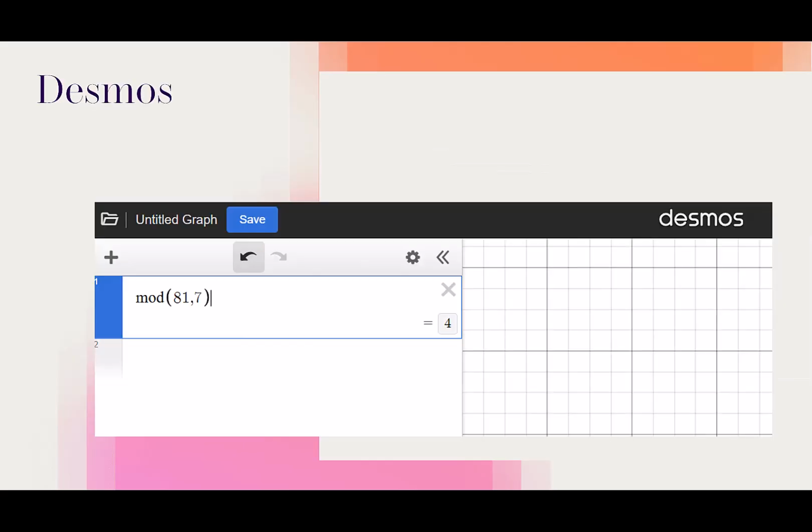Desmos will look very similar, you just don't have to put in the equals. Again, I'll type mod parentheses, the number I want to find the mod of, with a comma, and then the modulus we're using. For our last example, I would type mod parentheses 81 comma 7 and again I would get 4.